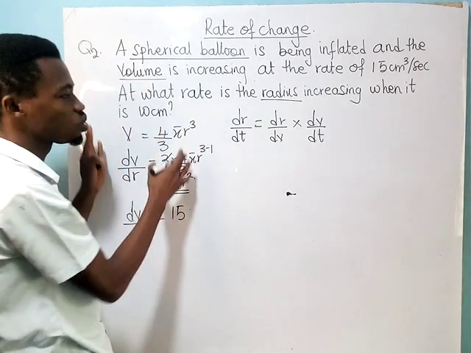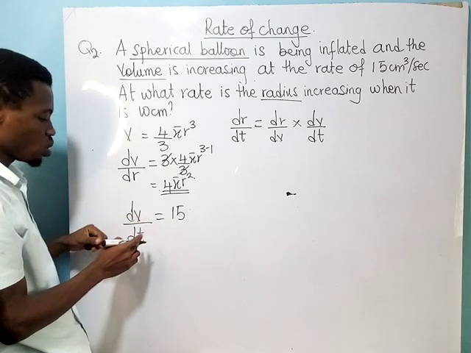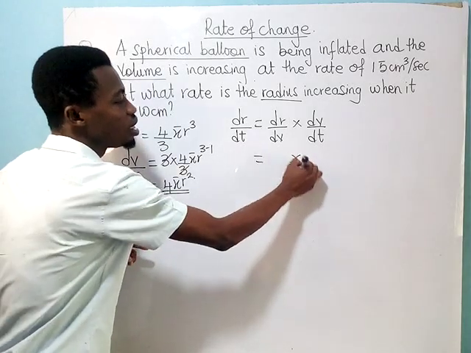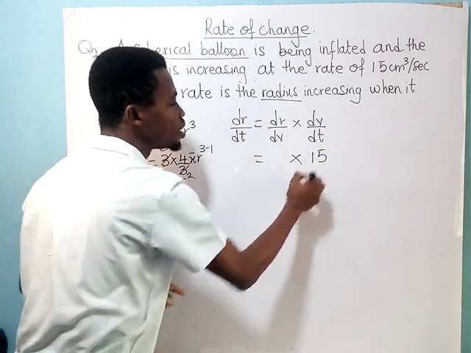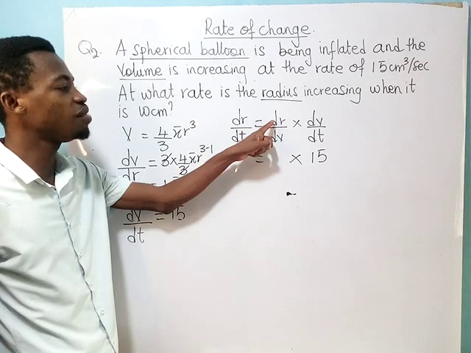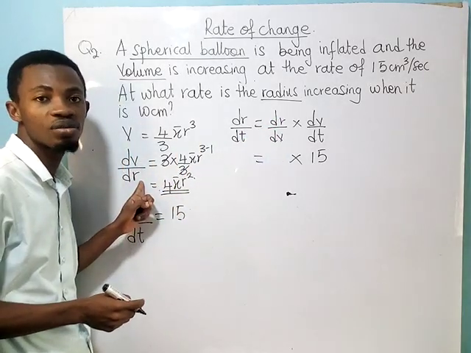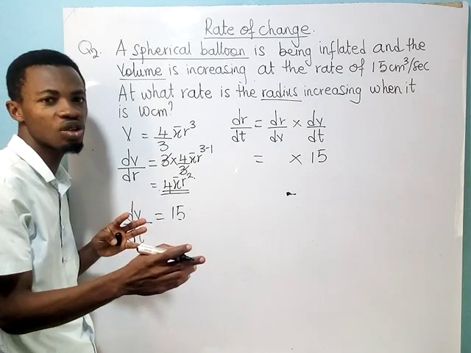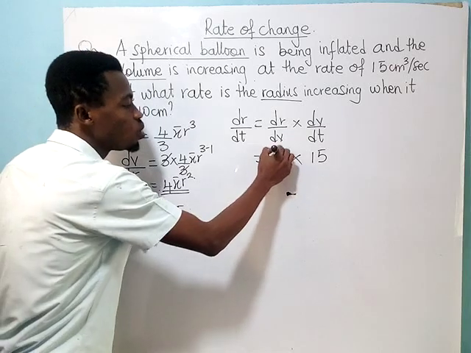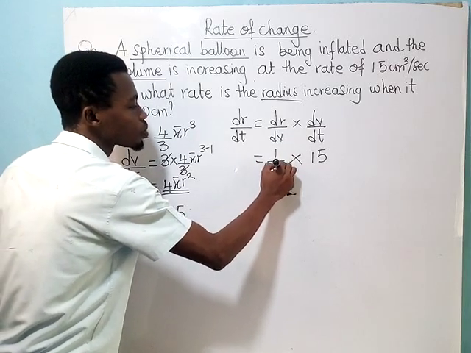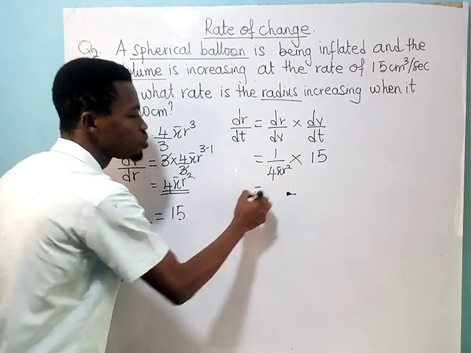Now let's come back to what we've done here. Now over here, we could easily know dV/dt as 15. So here is going to be 15. But here we have dr/dV, but over here we have dV/dr. What's the relationship? One is the inverse of the other. So it means that our dr/dV will be 1 on 4 pi r squared.